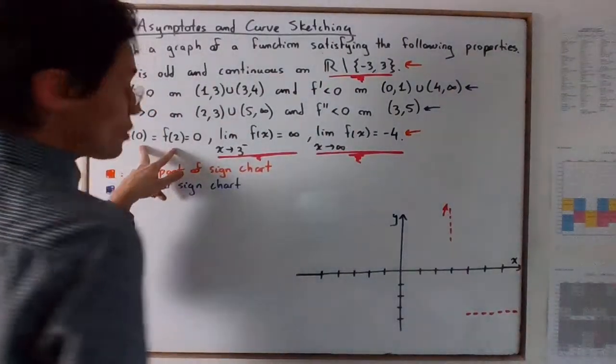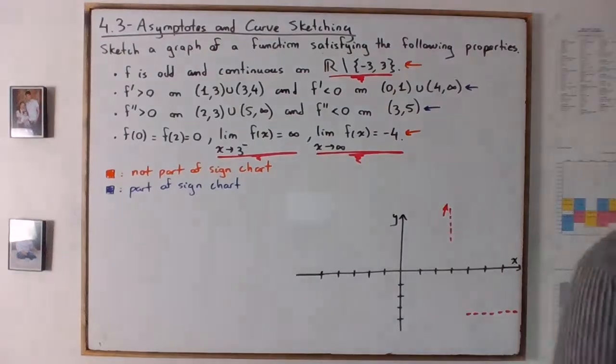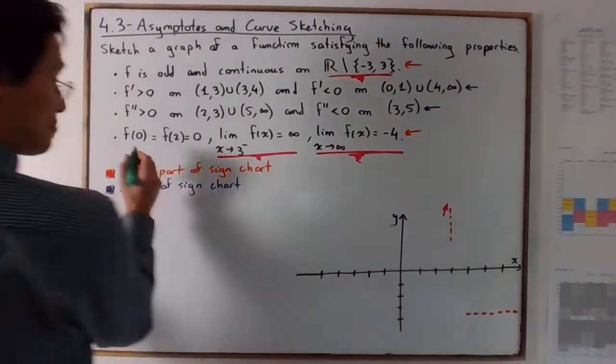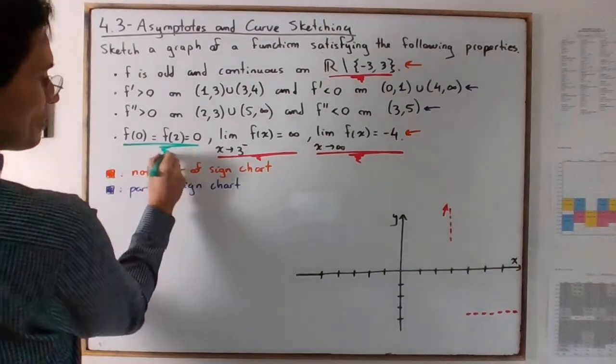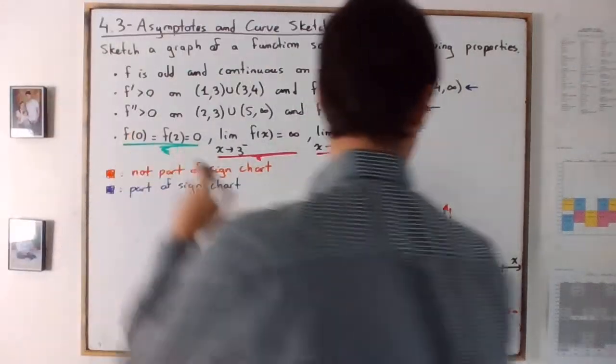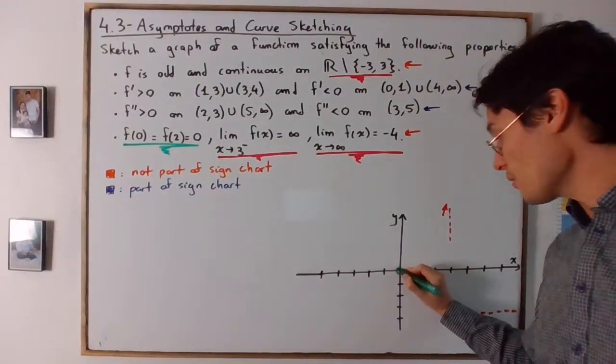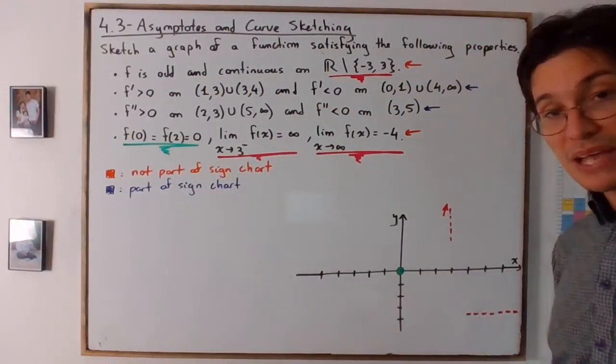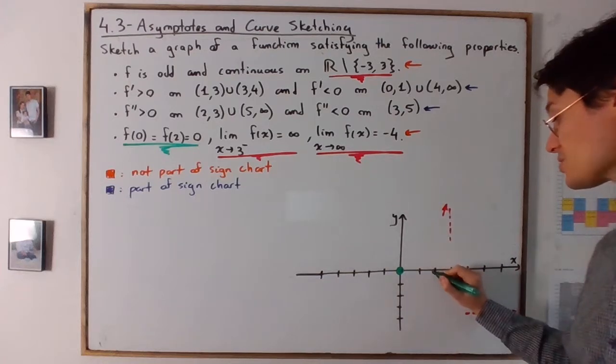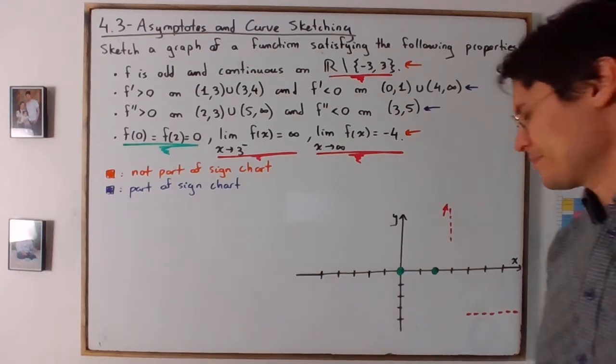f of 0 equals f of 2 equals 0. As you can see, these are placements. That's perfect. So I'm going to go ahead with f of 0. We know that this is 0. And f of 2 is also 0. So let's put it here.